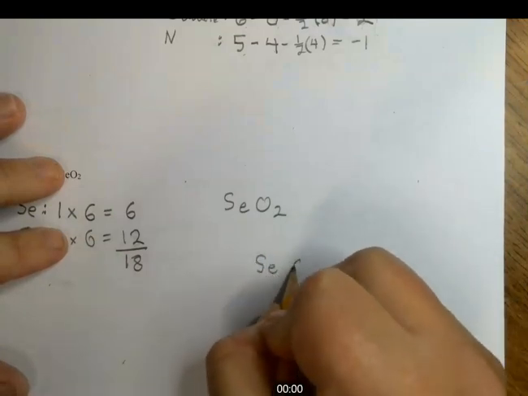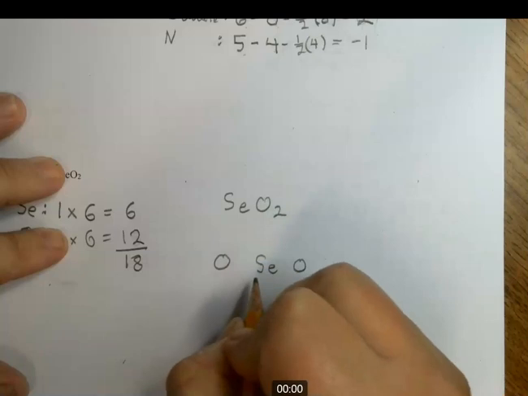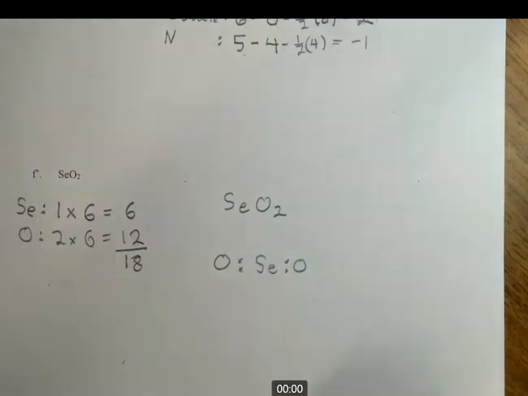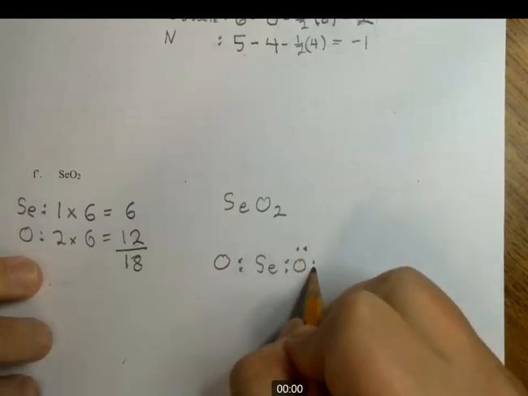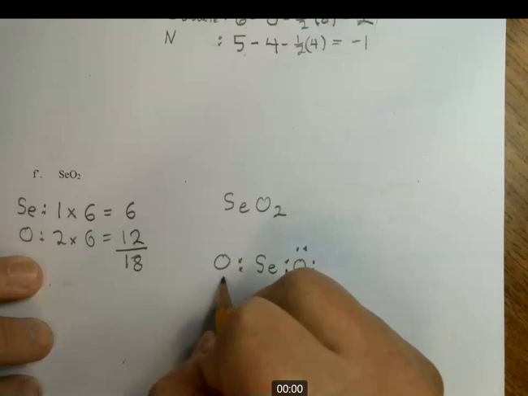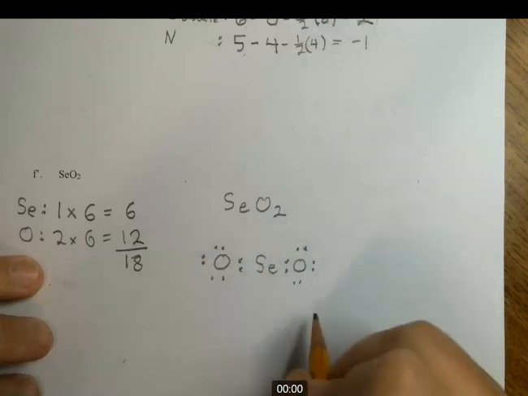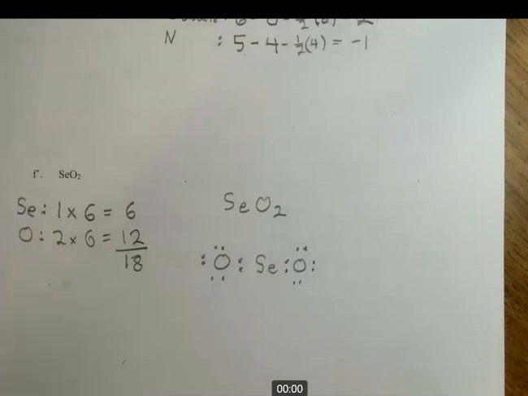And I'm only going to do one configuration for this one. Okay, so we've used 16, we need 18, and selenium only has 4, so we have to add 2 more to get up to 18.